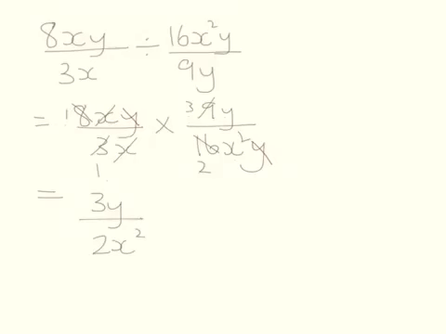Now be mindful that you can cancel anything on the top with anything on the bottom when you're multiplying. They don't have to be directly above or below each other, like the 8 and the 16. The 8 can be over there and the 16 can be over here. Okay, so as long as one's on the top and the other one's on the bottom.